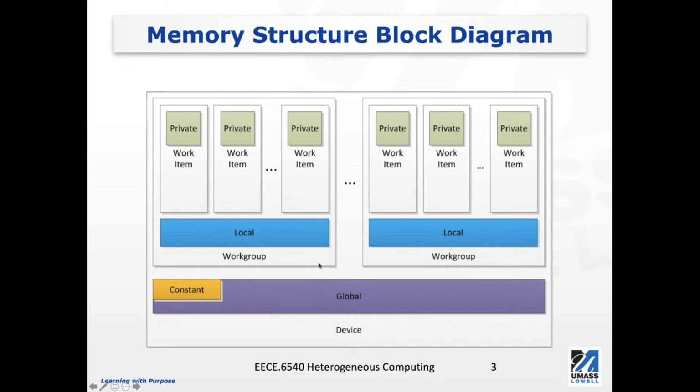Within each work group, there is a small area of memory called local memory that is visible to all the work items within that work group. Likewise, you see another local memory in this work group, but this local memory is not visible to the work items in the other work group. Within each work item, we have a private memory space that is only visible to the corresponding work item. So this private memory space is not visible to the other work items, even though they are in the same work group.